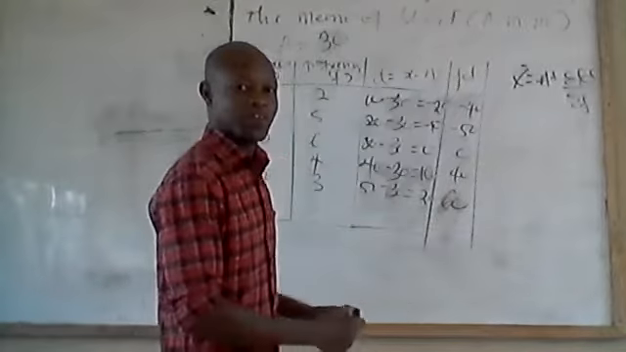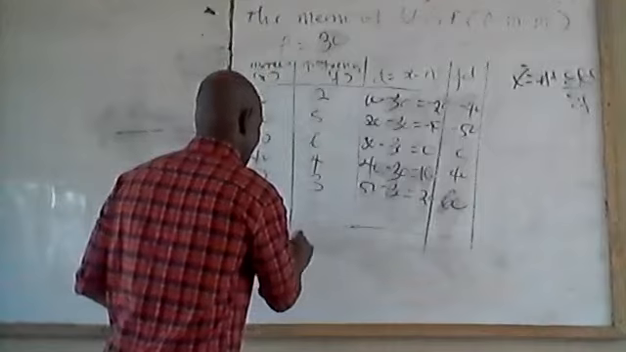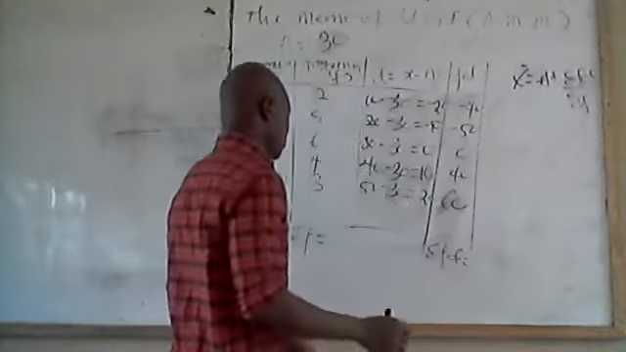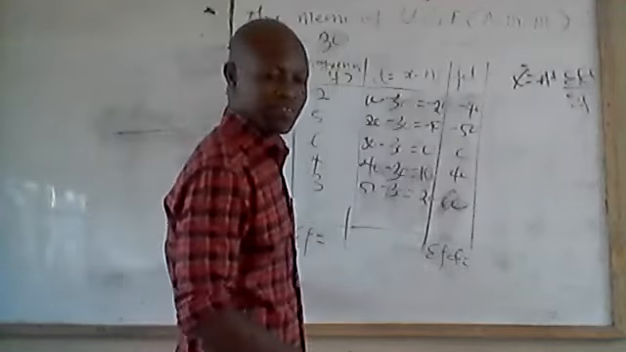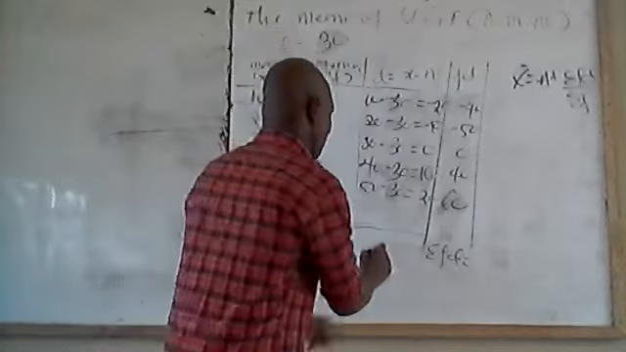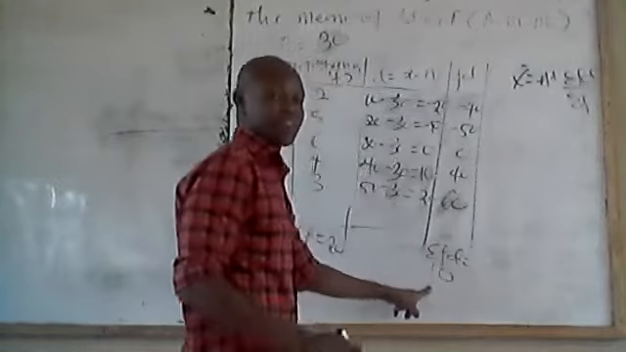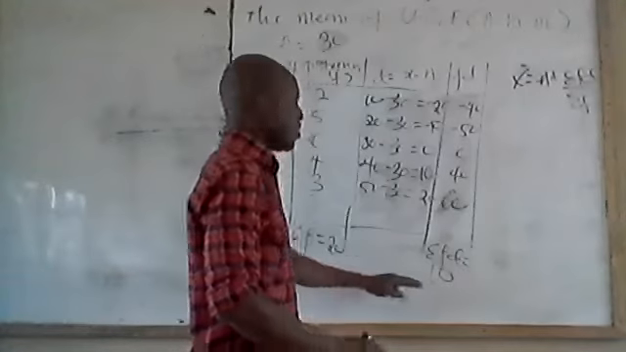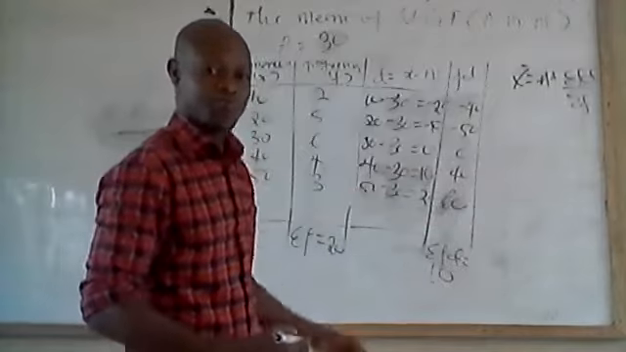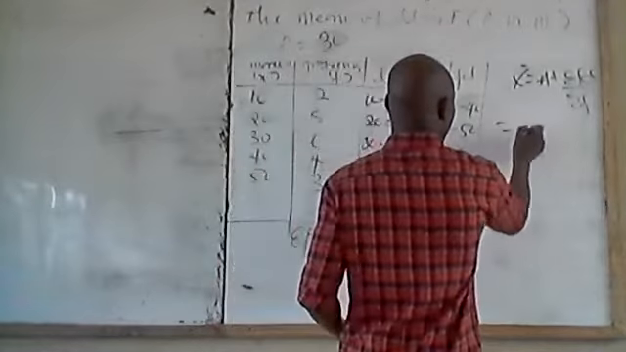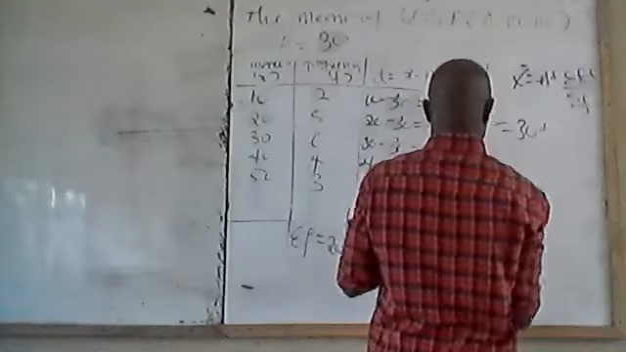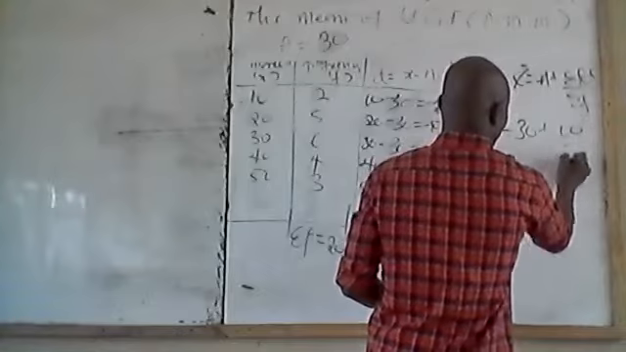So when we do that, we can now get our summation f and our summation fd. Summation f here will give us 20, and summation fd here will give us 10. So now we have got summation f and summation fd. We can put these figures into our formula to get our mean determined. So x bar is going to give us, the A is 30, so we have 30 plus summation fd, which is 10, divided by 20.